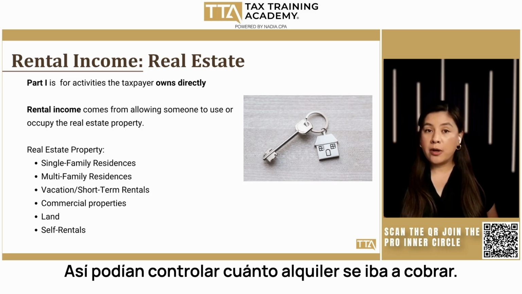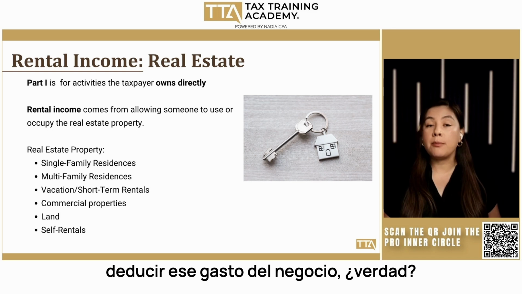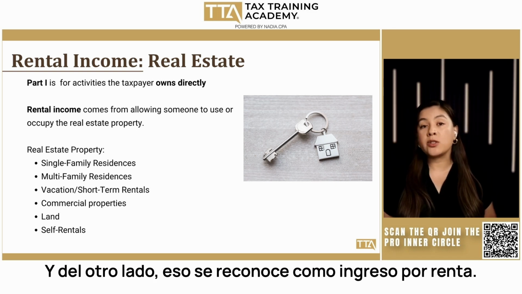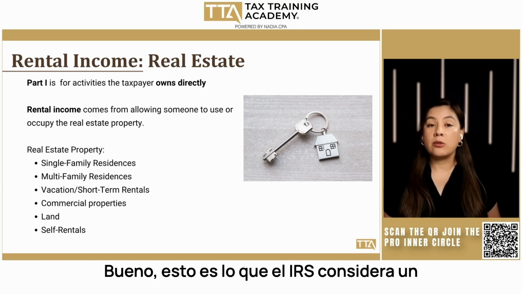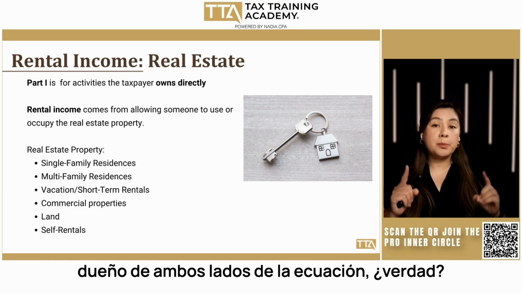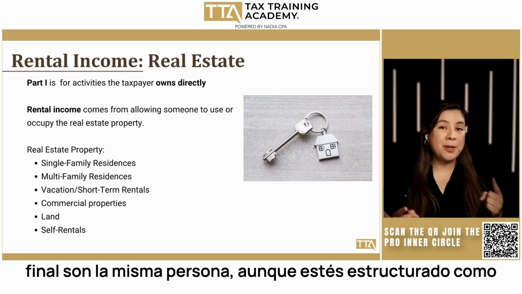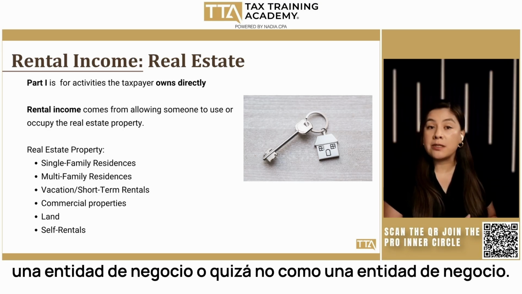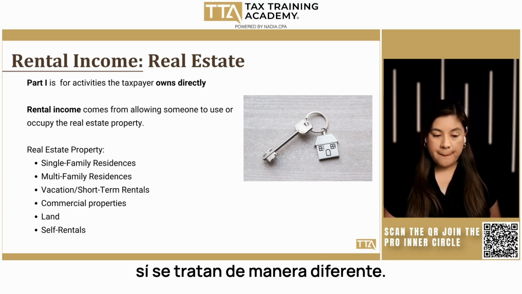So they were able to control how much rent would be charged. One entity, the business entity, was able to take that business expense, right? It's a rent expense. And on the other side, it gets picked up as rent income. Well, this is what the IRS considers self rental because you technically own both sides of the equation, right? You, the landlord, and the lessee, the one that's the tenant, you're both people, even though you're structured as a business unit or maybe not a business unit. But just know that self rentals do get treated differently.